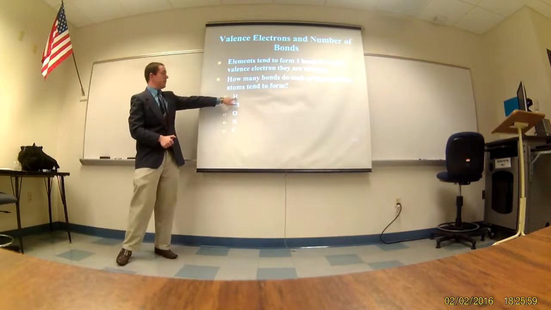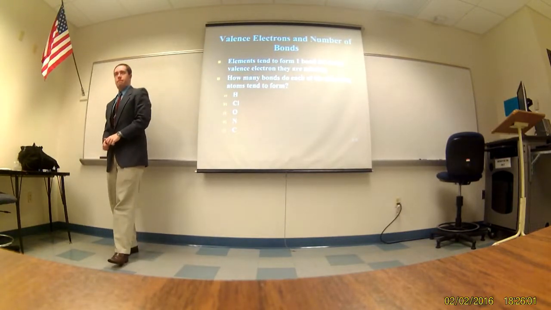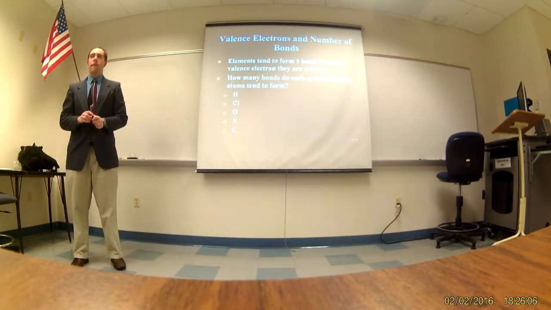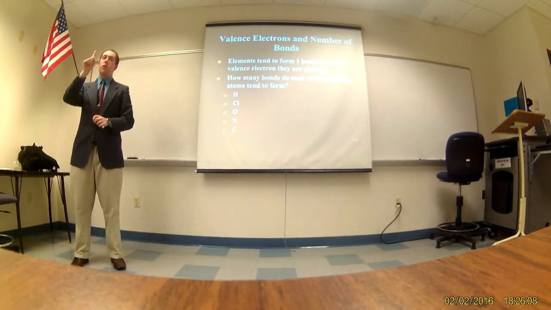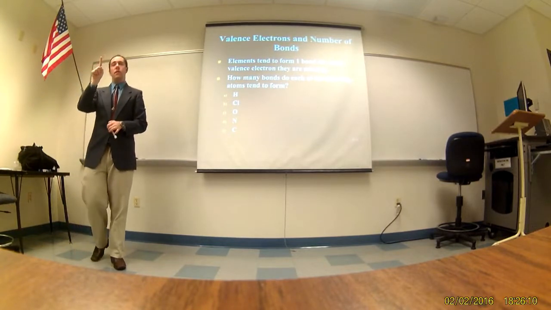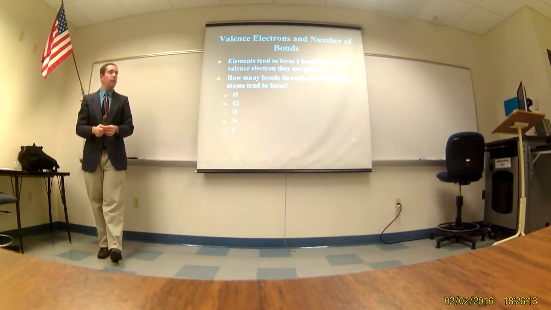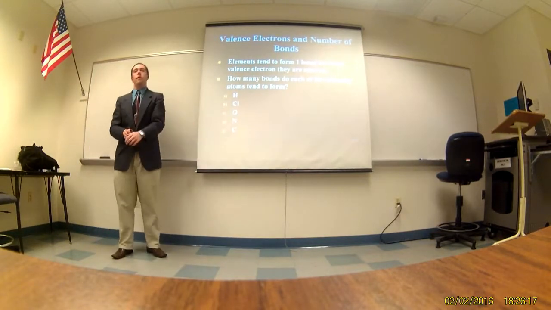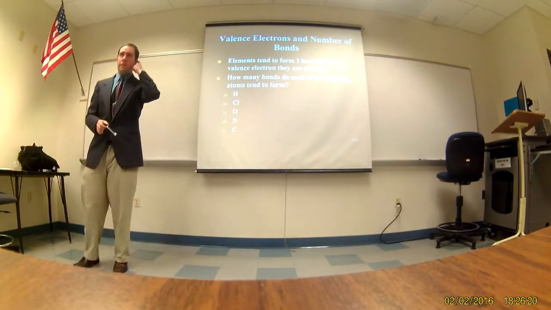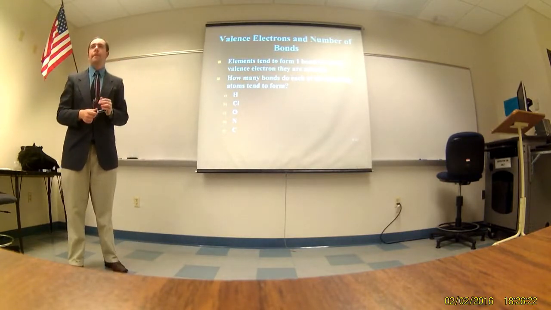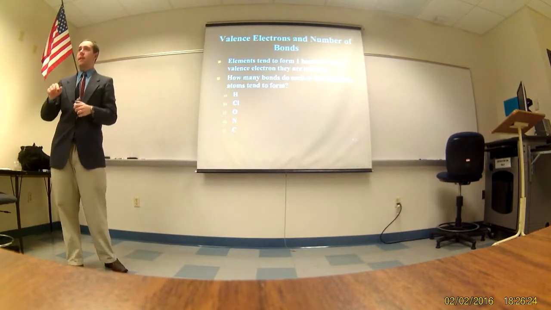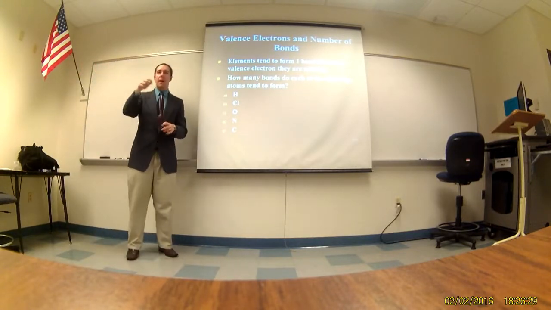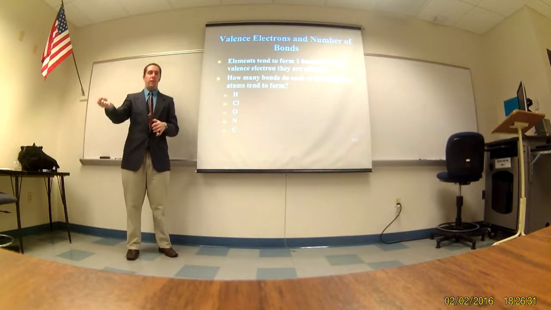So how many bonds is hydrogen going to form? Only 1 bond, but 2 electrons. It's going to end up with 2 electrons, but it starts with 1, so it needs to gain 1, so it's going to form 1 bond. What about chlorine? How many bonds is chlorine going to form? 1, because it has 7 already. It needs to gain 1, so it's going to make 1 bond. For every bond, it's gaining 1 electron.